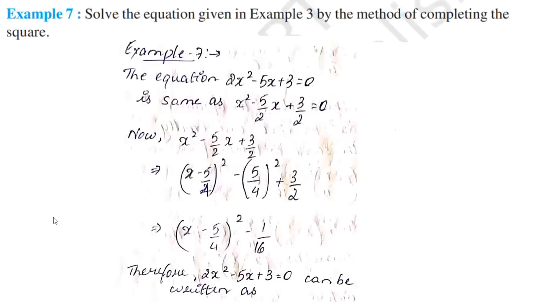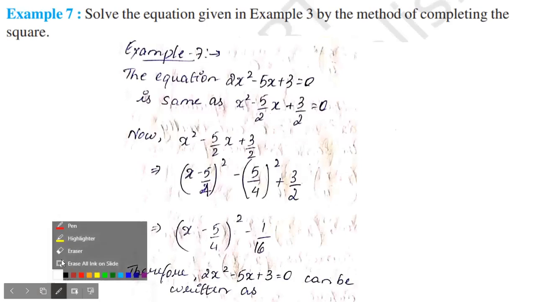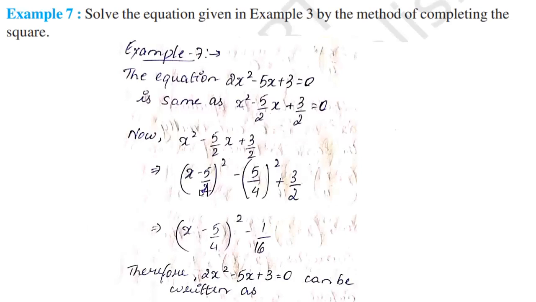Let me just take the pen for a minute. So they have given, solve example 3 by the method of completing the square. Example 3 was actually based on the second method, factorization method. So the equation given in example 3 is this. This is the given equation in example 3, which we have solved by the factorization method.